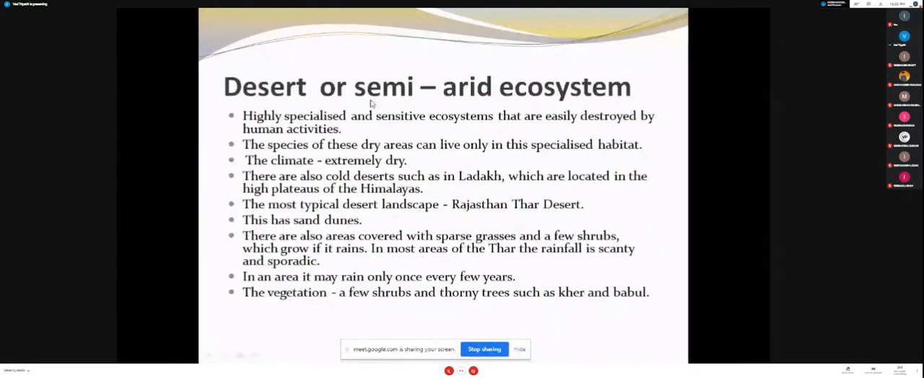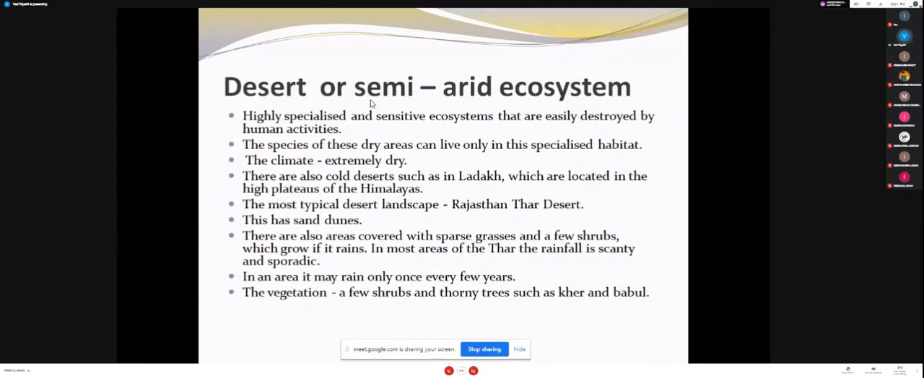then we have desert or semi-arid ecosystems. So this is the third type of ecosystem. First we discussed in the terrestrial was the forest ecosystem. Second was the grassland ecosystem. Then third is desert or semi-arid ecosystems. So these ecosystems are highly specialized and they are also very sensitive. They can be easily destroyed by human activities.